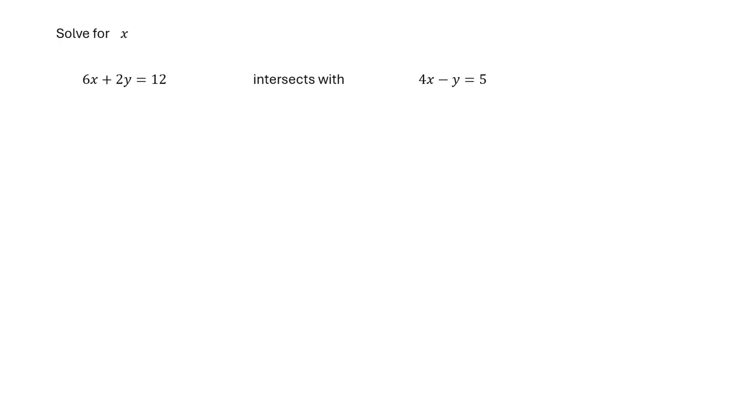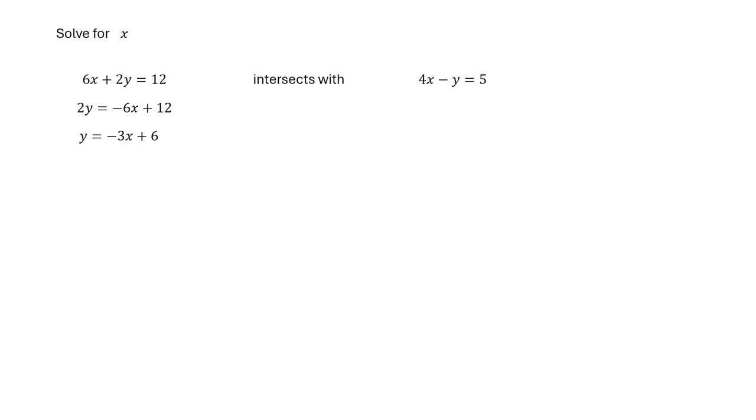Here we're given two equations, 6x plus 2y equals 12, intersecting with 4x minus y equals 5. Both these equations are not yet in slope y-intercept form, so the first thing we need to do is put them into that form. 6x plus 2y equals 12 can be rewritten as 2y equals negative 6x plus 12. Further simplifying gives us y equals negative 3x plus 6.